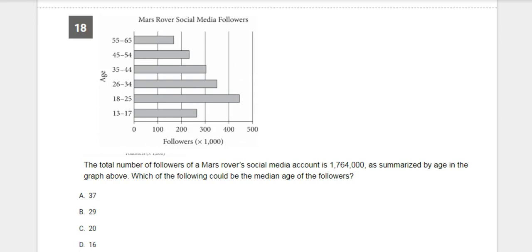But it says the total number of followers on the social media account was 1,764,000. All right, so that's a lot of followers following the Mars rover. Which of the following could be the median? So the big thing again is, remember, median is the middle number. The middle number. So that means you have to line them up from small to big.